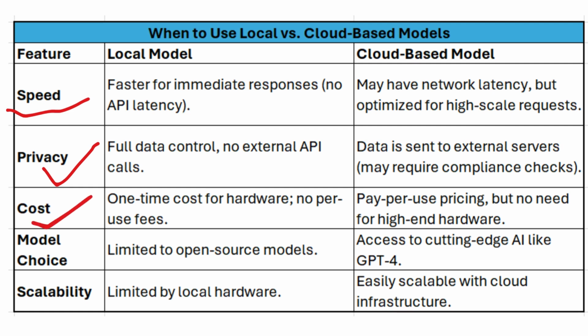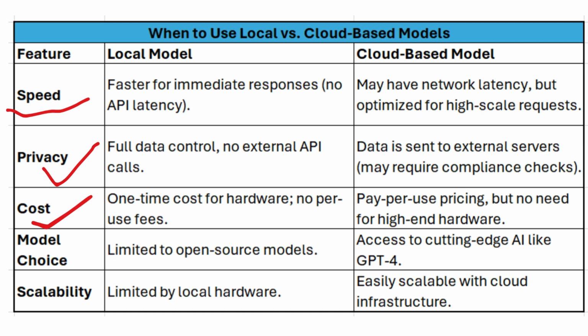Cost: one-time investment versus pay-as-you-go. Running a model locally requires an upfront investment in powerful hardware. If you are using large AI models, you need a strong GPU, and that can be expensive. The good news is that once you have the hardware, you do not need to pay ongoing fees to use the model. Cloud-based models, on the other hand, do not require any special hardware on your end.